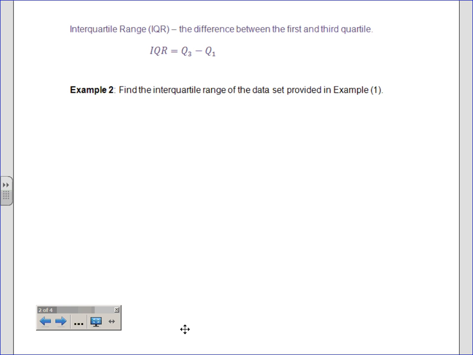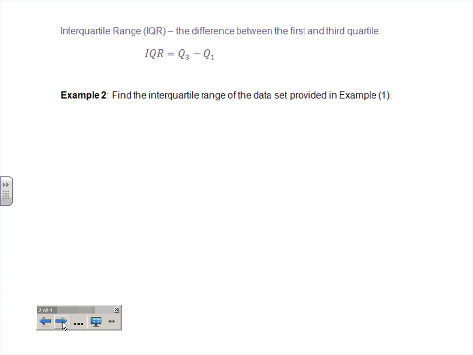Q3 minus Q1 in formula form. I must really have something down at the bottom of this for it to be looking like that, huh? No, it's zoomed out. When I moved this? Yeah. There we go.